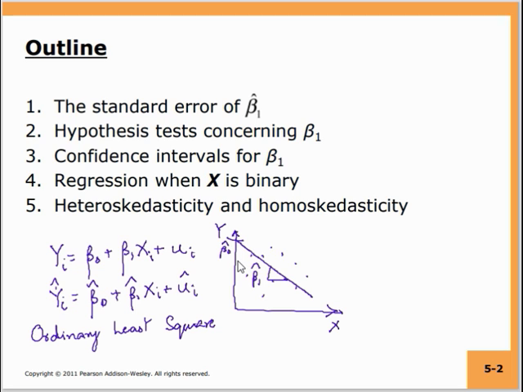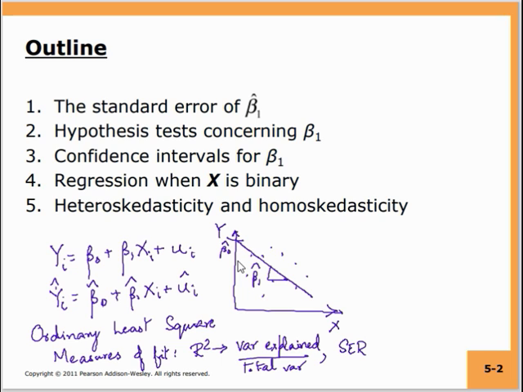Then we had looked at measures of fit, and we had looked at two different things. One is R square, which was the variance explained by the regression divided by the total variance in y. And then we had also looked at the idea of the standard error of regression. But most importantly, we had introduced the three least squares assumptions.